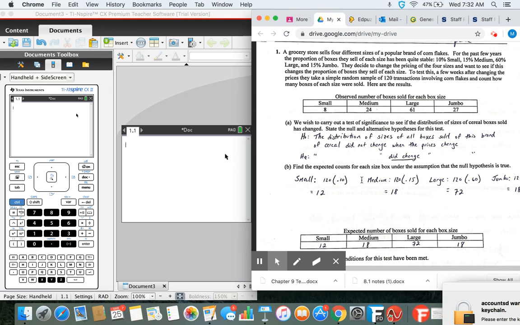Okay. So our HO, the distribution of sizes of all boxes sold of this brand of cereal, did not change when the prices did. The HA would just be the distribution of sizes of all boxes sold of this brand of cereal did change.